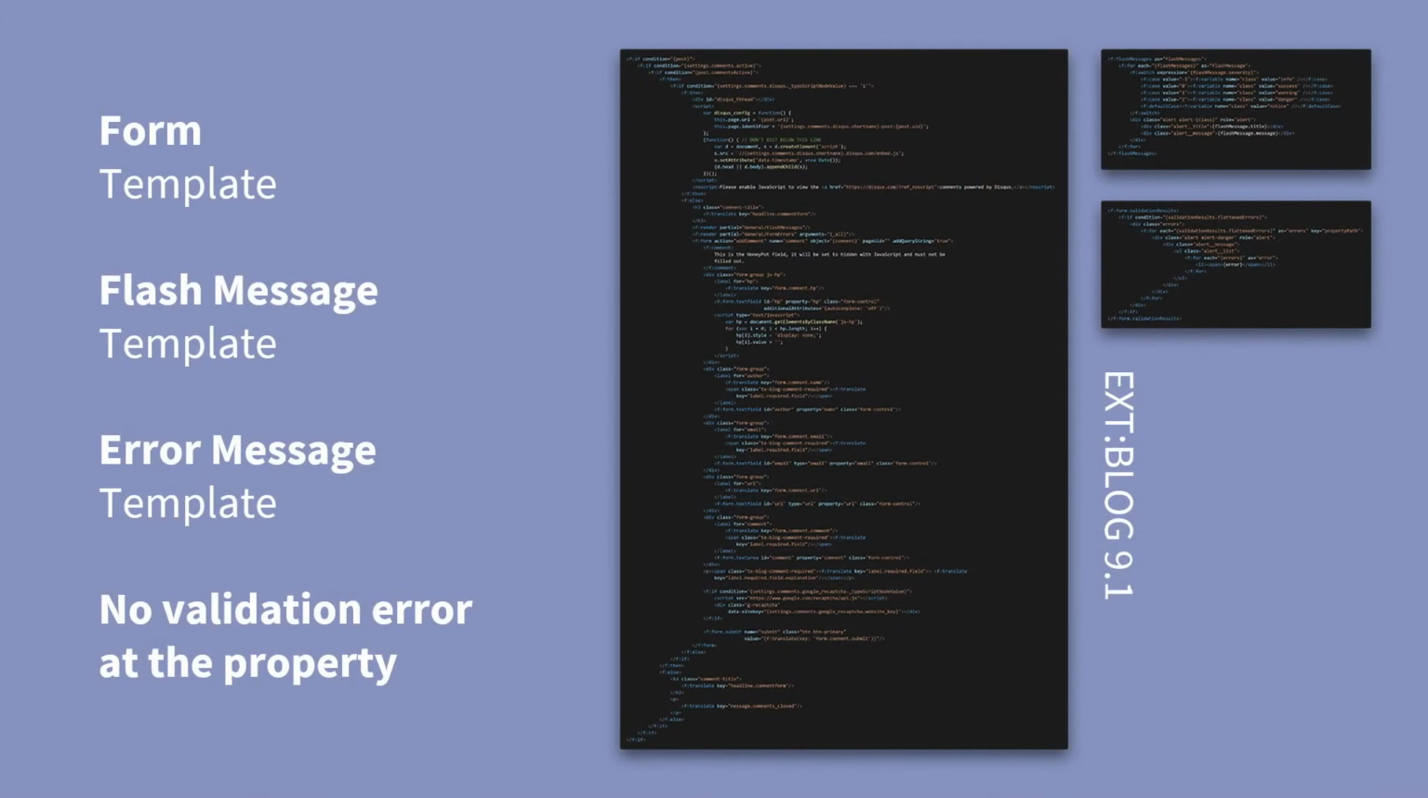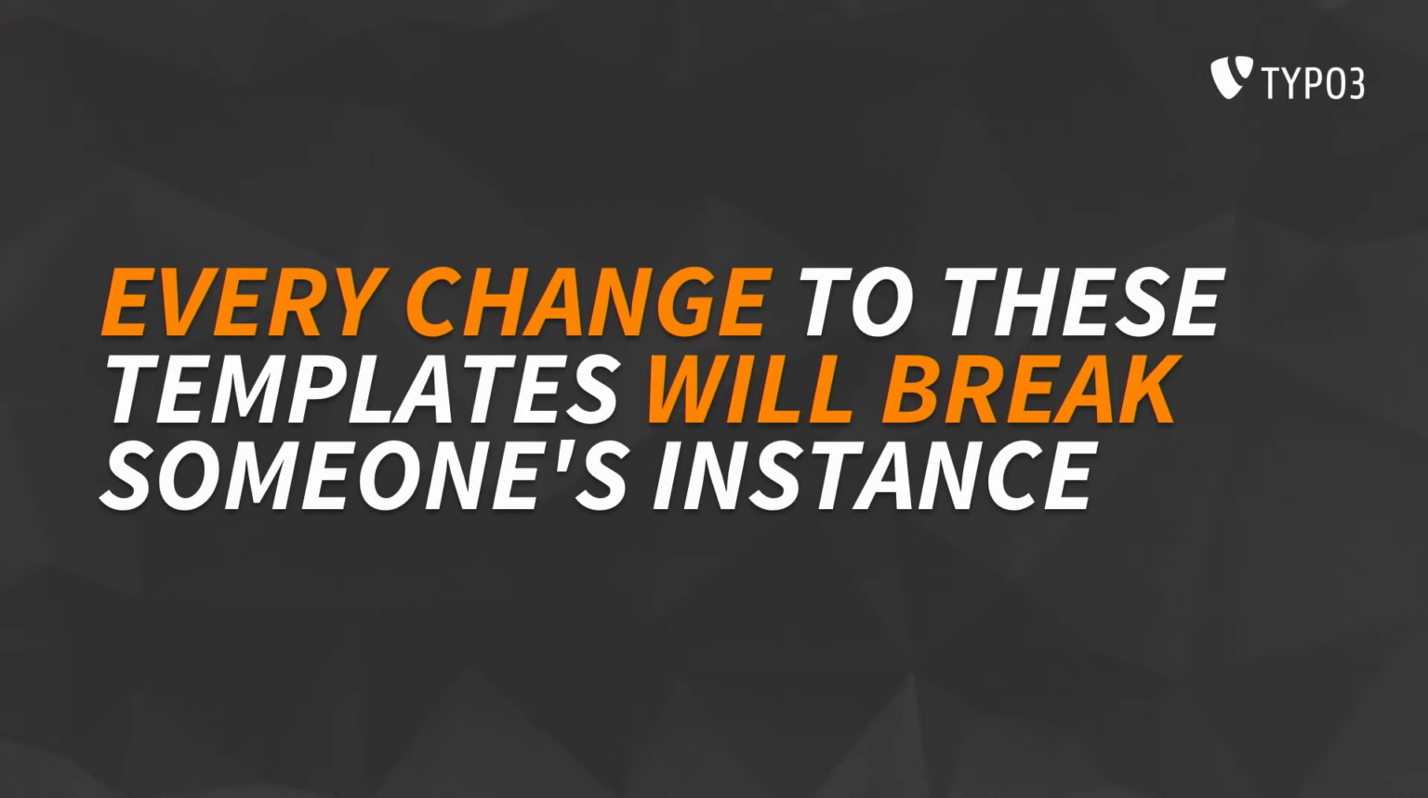If we take a look at where we were coming from: we shipped the form template as a whole. We had flash message templates and error message templates, and the bonus was that we were too lazy to build in on-place validation errors at the properties. Not so cool. The biggest problem was that we really could not change these templates, because every change would break someone's front end on update.